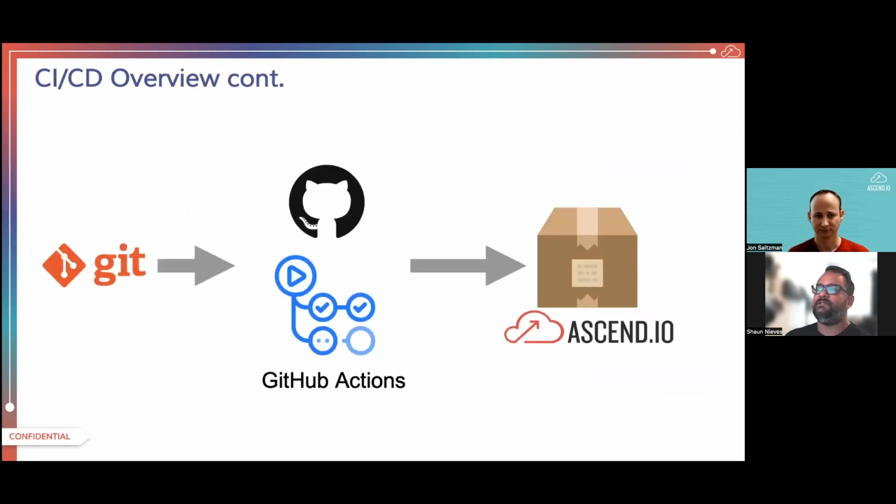So what that looks like, again, we merge our branch into GitHub. Once that's peer reviewed, it'll get merged. The GitHub Actions will fire off and deploy to the destination environment within Ascend, all automatically, all done by the actions.